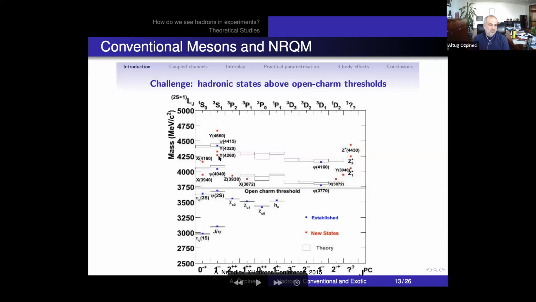But here you have many states, like these two red ones, let's say, some new states that we observed in experiment. There is no prediction for that. This model, although it works almost perfectly below this threshold, if you go above that threshold, the agreement with experiment becomes highly problematic. So this is something we should understand. Why does it happen?